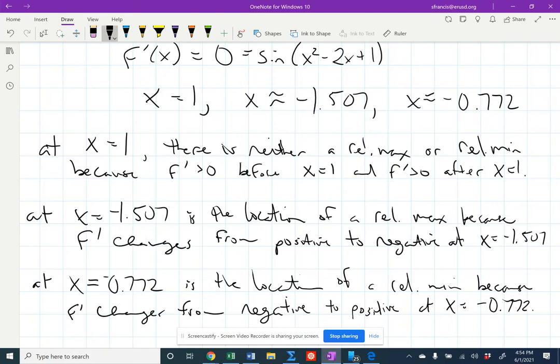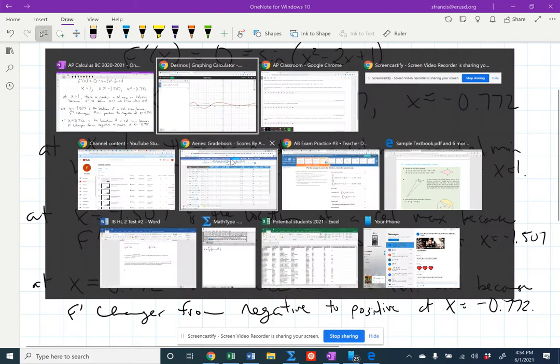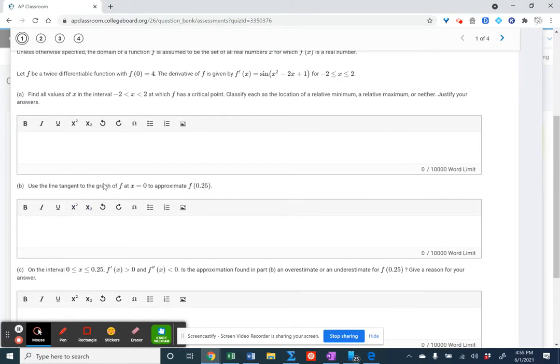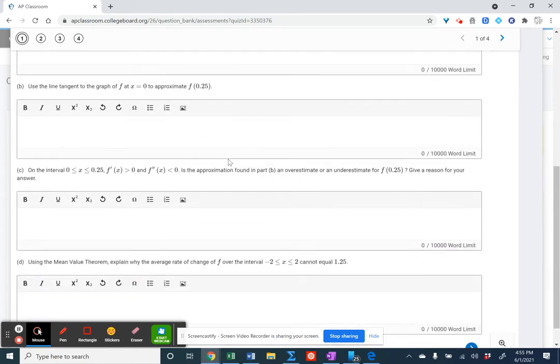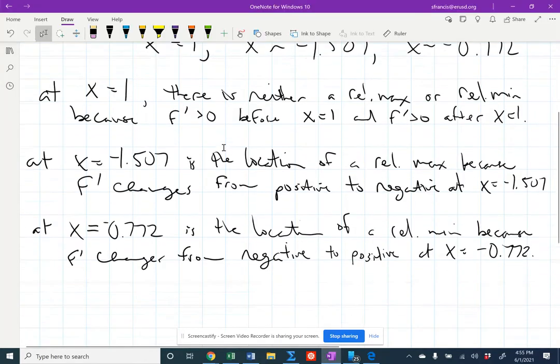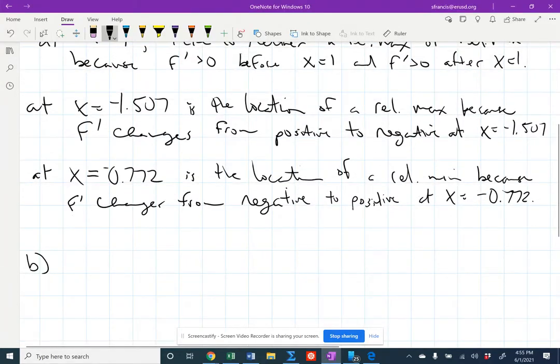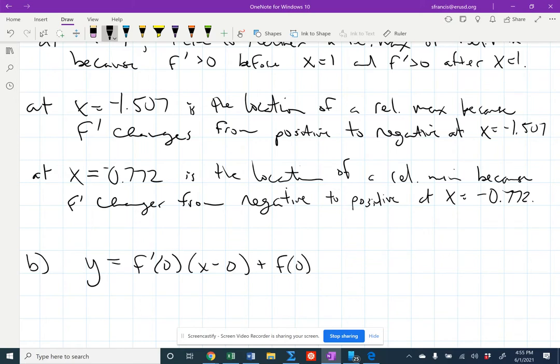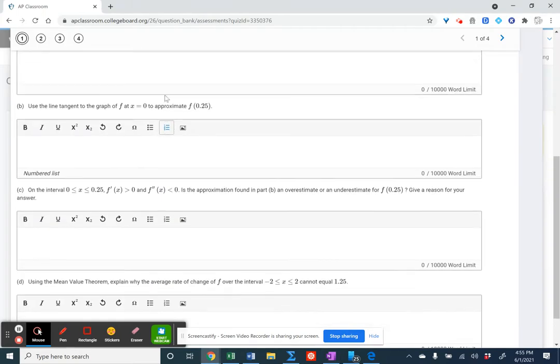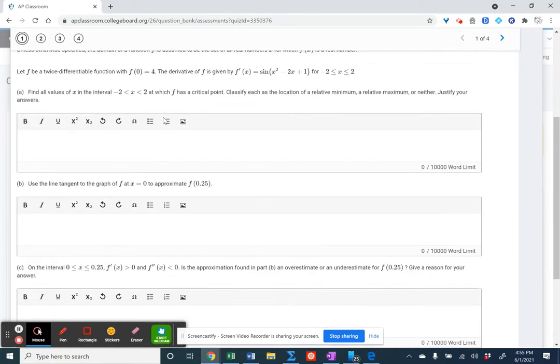So we need something like this. Let's go on to part B. It says use the tangent line of f at 0 to approximate f of 0.25. All right, so the tangent line at 0 is going to be f prime of 0 times x minus 0 plus f of 0. I think they told us f of 0 was 4, if I'm remembering correctly. Yeah, f of 0 is 4.